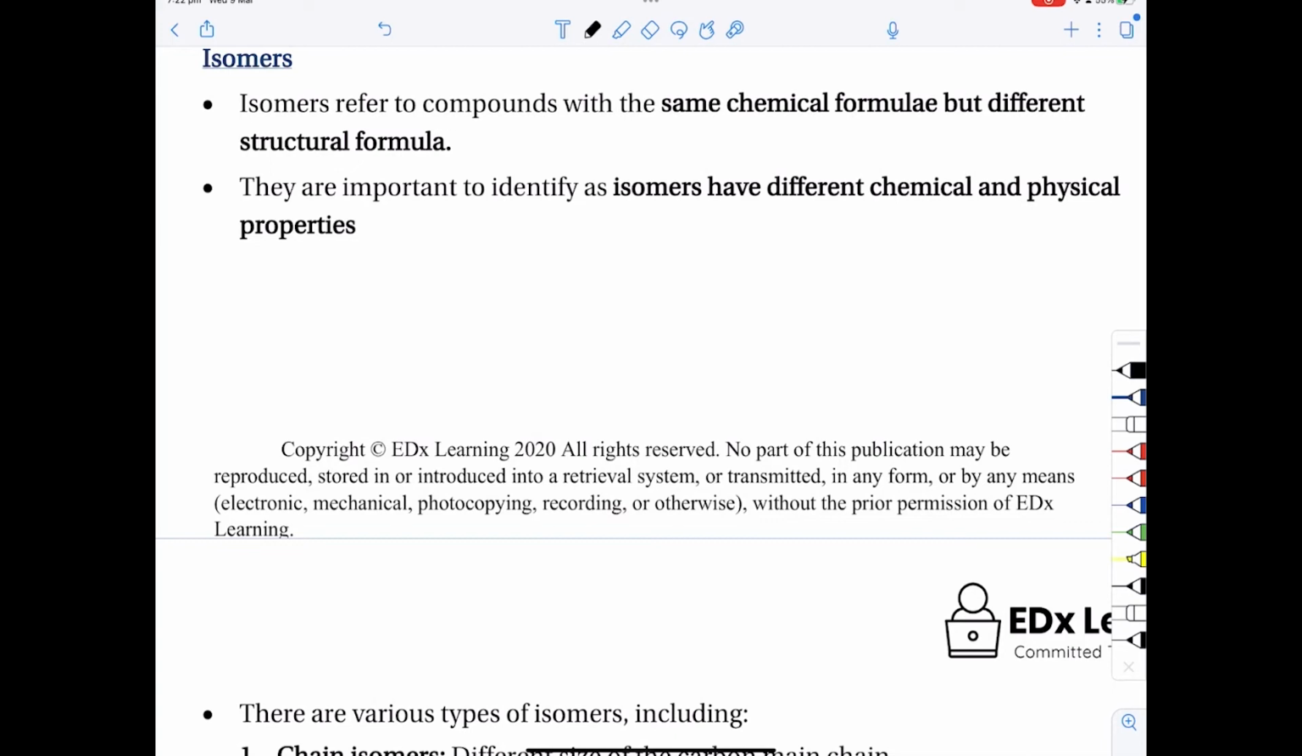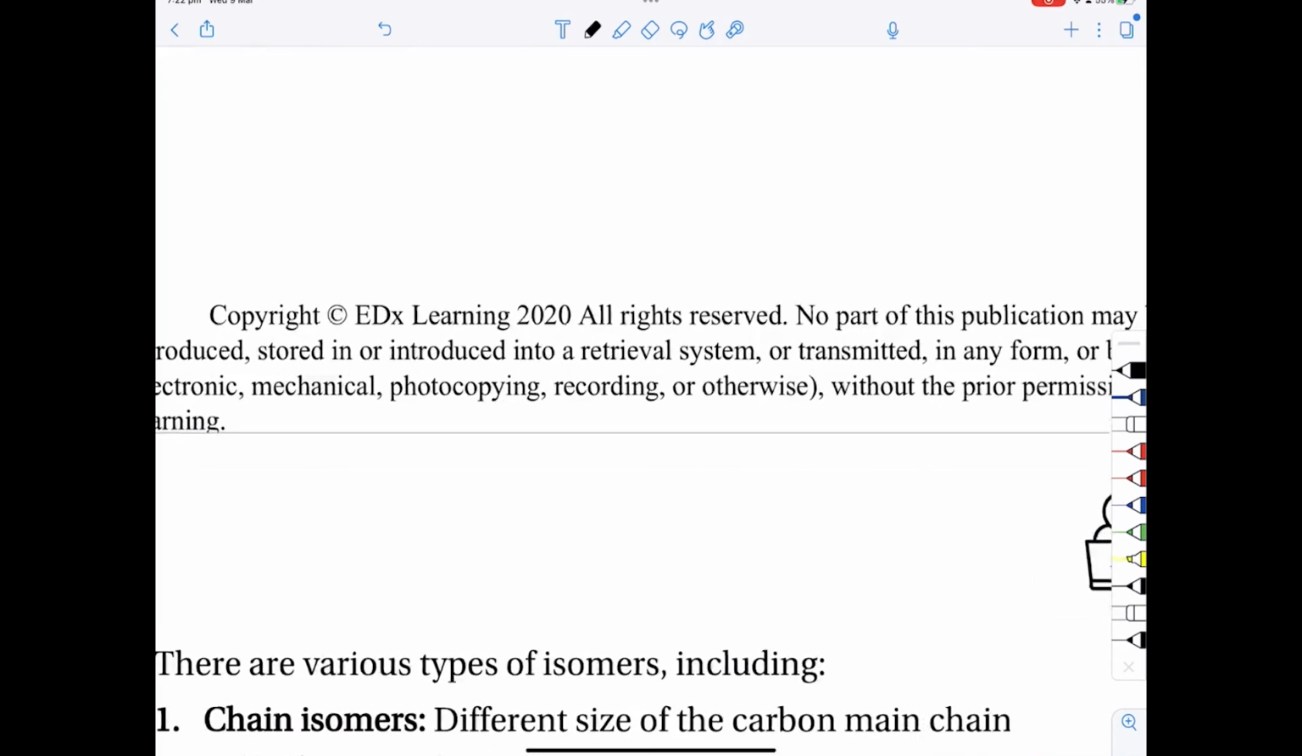Now, let's define what an isomer is, right? You would have learned this in year 11. What's an allotrope? Alphys, what's an allotrope? Two or more different physical forms of an element. Yep, two or more physical forms of what? Yeah, good, an element, right?